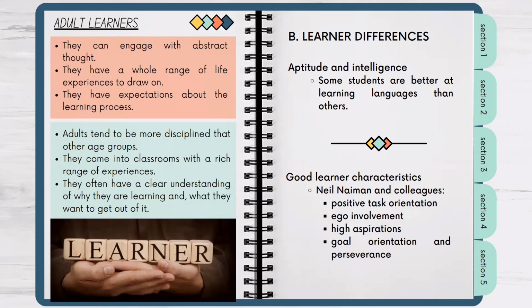Adults tend, on the whole, to be more disciplined than other age groups, and crucially, they are often prepared to struggle on despite boredom. They come into the classroom with a rich range of experiences, which allow teachers to use a wide range of activities with them. Unlike young children and teenagers, they often have a clear understanding of why they are learning and what they want to get out of it. Many adults are able to sustain a level of motivation by holding on to a distant goal in a way that teenagers find more difficult.